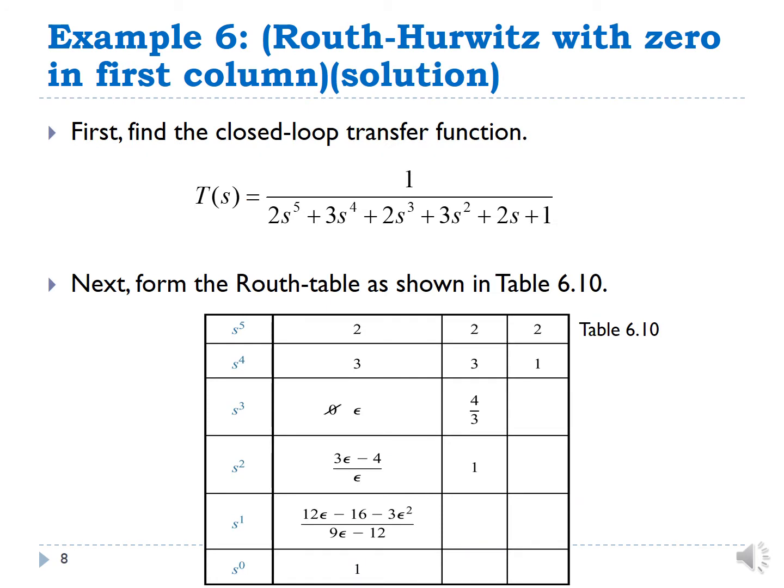Table 6.10 is the Routh table for the system in figure 6.4. From the table, we can see that a 0 appears in the first column of the s power of 3 row. In order to form the next row, which is s power of 2, a division by 0 is required. Since the entire row is not 0, simply replace the 0 with epsilon and continue to complete the table as usual. We now have the completed Routh table for example 6 using epsilon.